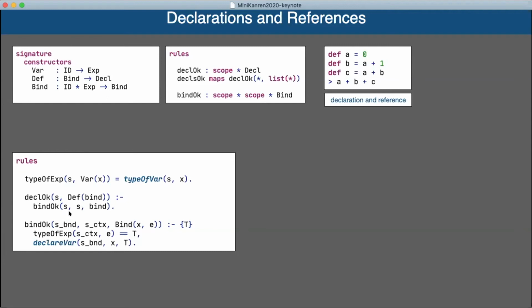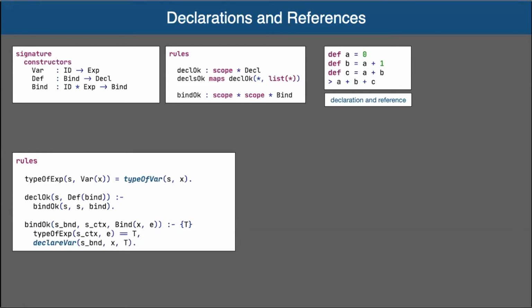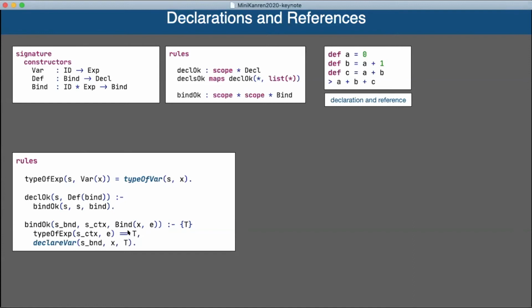To check a binding, we use the bind OK predicate, which checks the type of the expression E and comes up with some type T. So T here is a constraint variable. So we are doing type inference, right? We're inferring the type of the declaration X by the type of the expression E. And then we want to register the fact that X has type T. And so we use another predicate for that, declare var, that says in the bound scope, variable X has type T. Okay, so that's pretty straightforward.